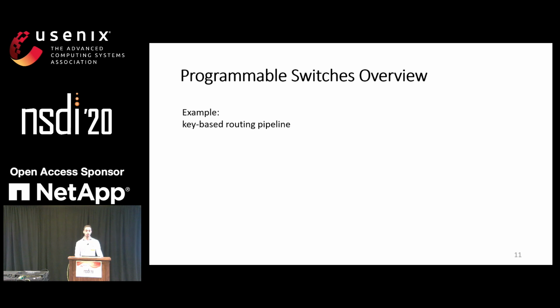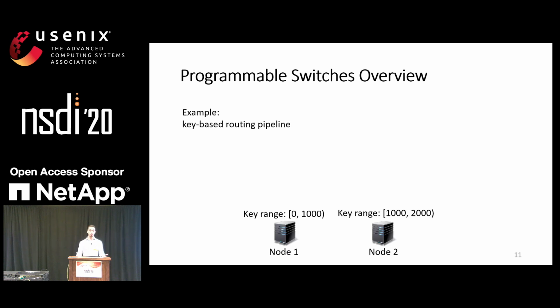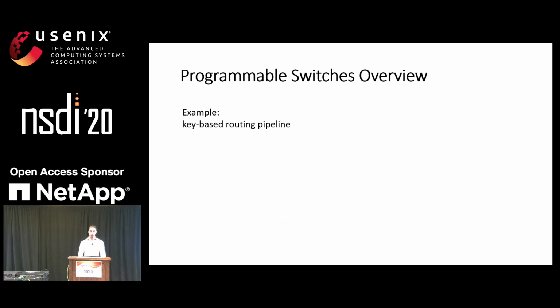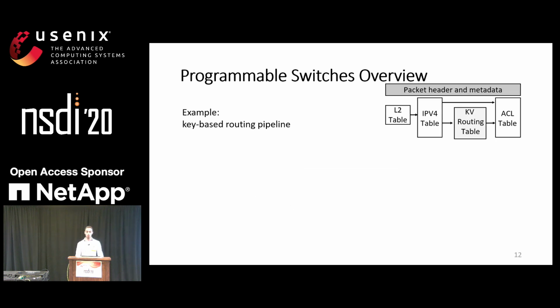Let me show you a simple key-based example in programmable switches. In this example, let's assume that we have two nodes, each of them responsible for a specific key range. What we would like is for the programmable switch, based on a custom header, for example a key, to forward this request to one of these two nodes based on its value. In this case, the key is 200, so it will forward it to node 1 because it falls in its key range. We can achieve this by adding one pipeline stage.